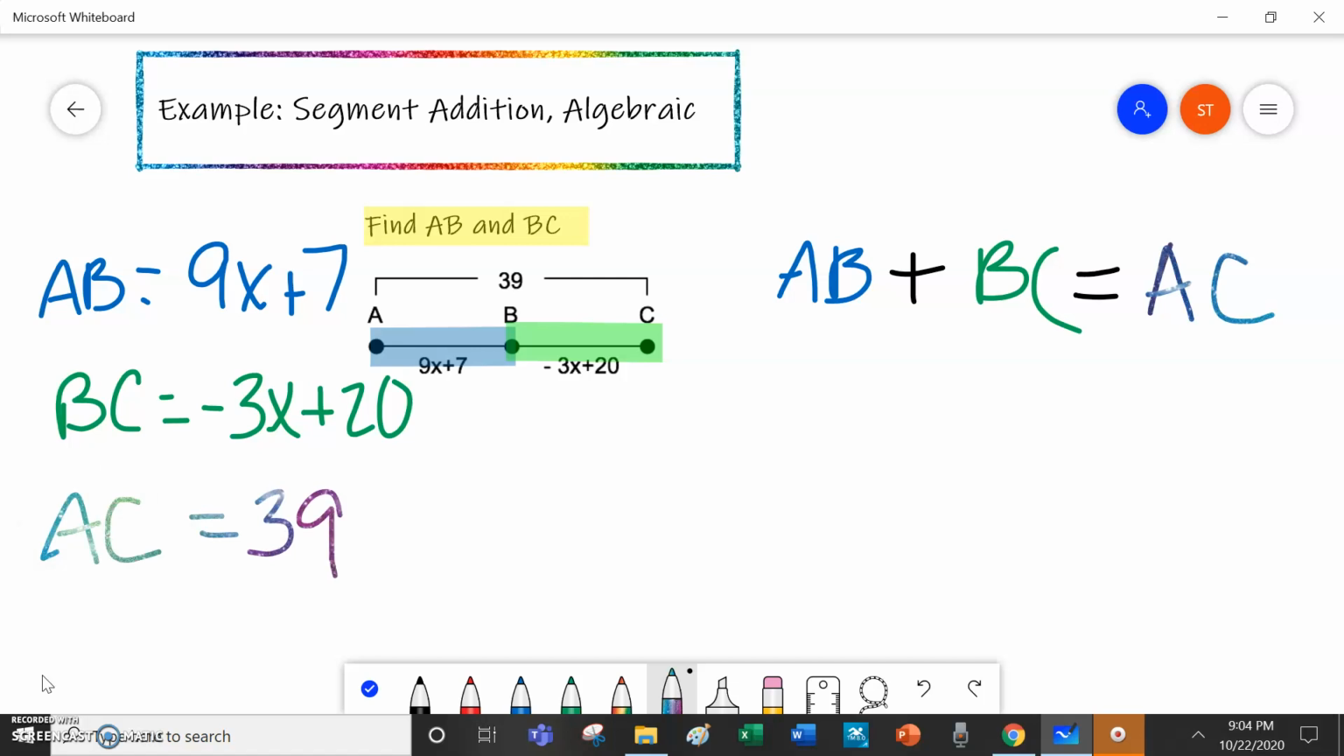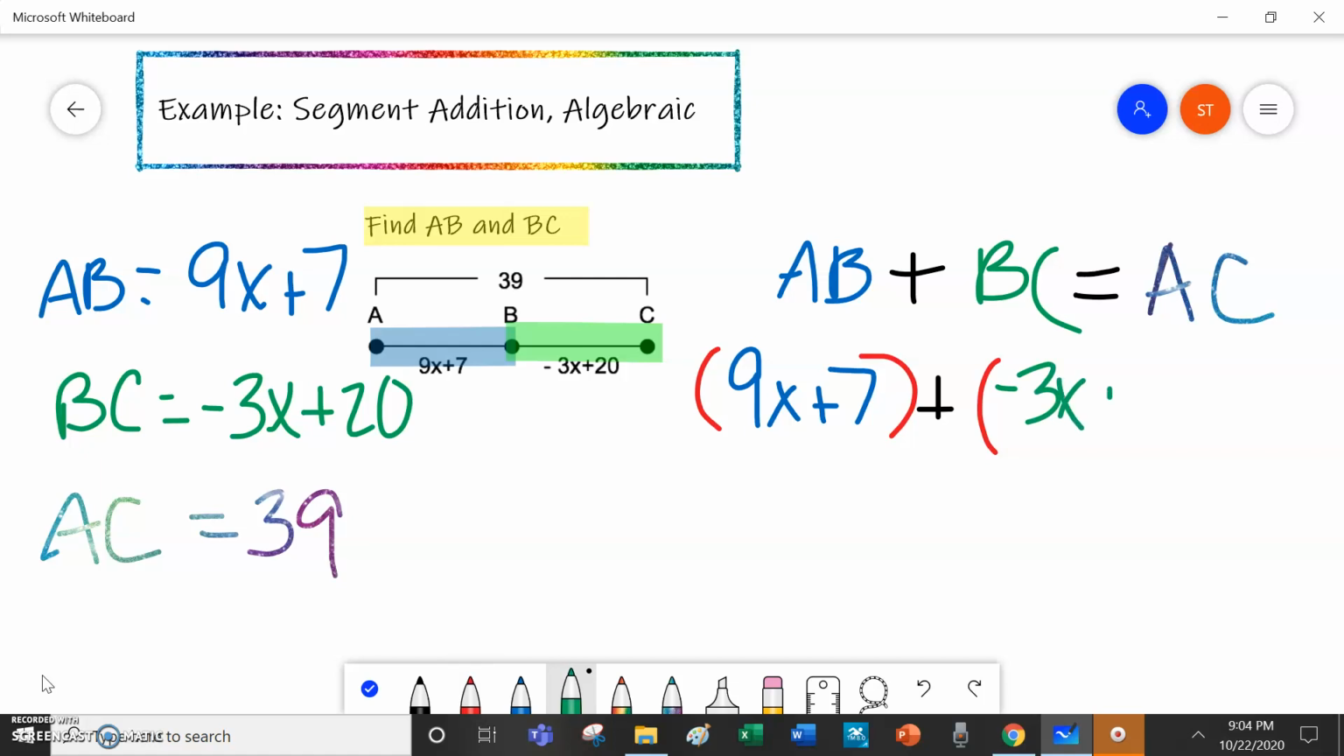So now I replace. Typically I like to start by replacing things inside parentheses and then moving things around as needed. So 9x plus 7 goes in for AB, or AB can be substituted by 9x plus 7. Negative 3x plus 20 substitutes for BC. And 39 substitutes for AC.